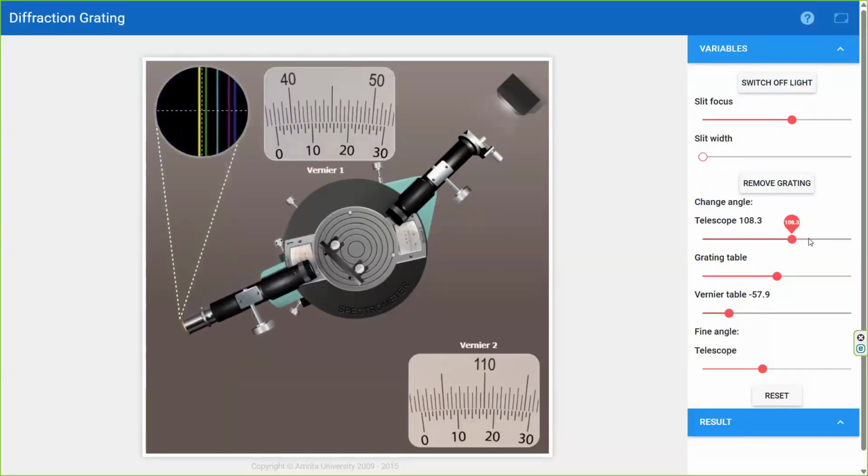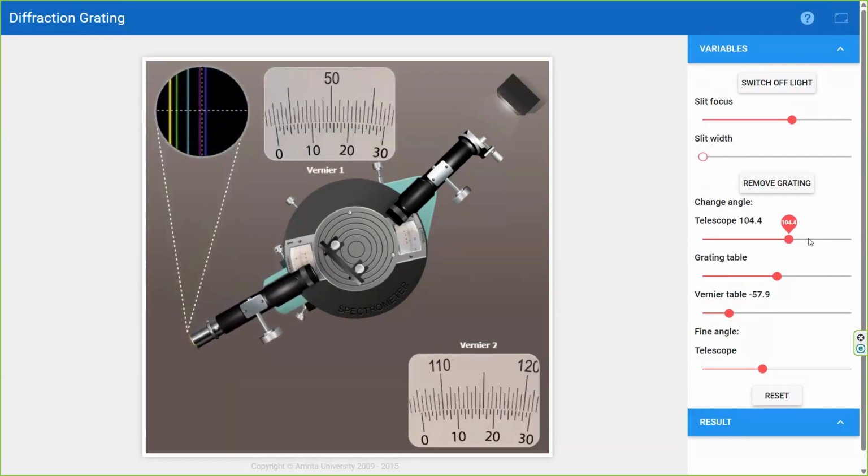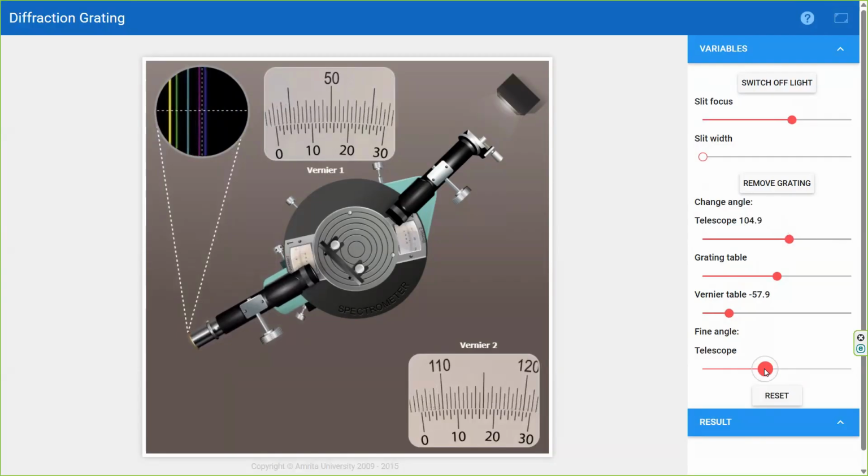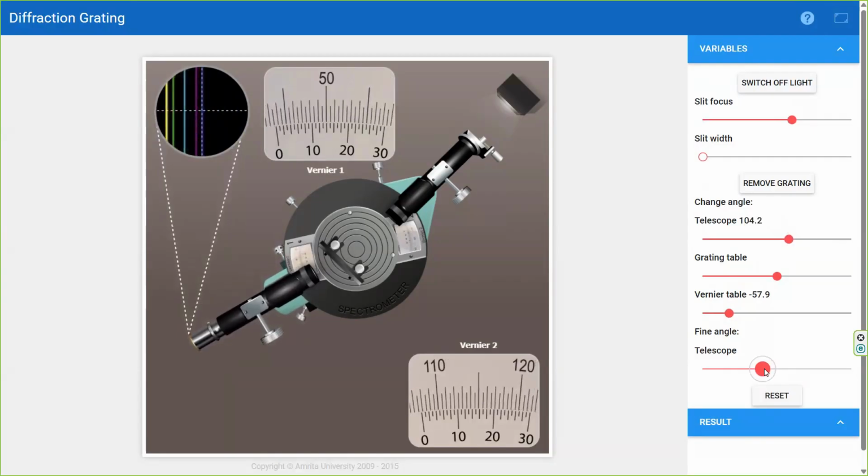Now I will focus this for the violet line. Slowly, I will use the fine adjustment. Fine adjustment you have to use and focus this for the violet line. Now take the MSR and CVD for the violet line. And this is 50. On the right side we have 60, that is increasing here. This is 45, 44, and this is 43. And this 0 mark has crossed 43 degree and 30 minute.